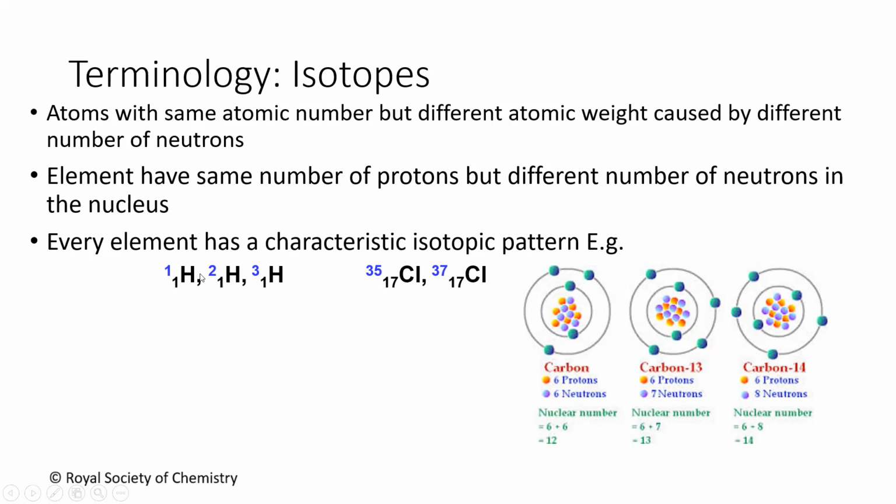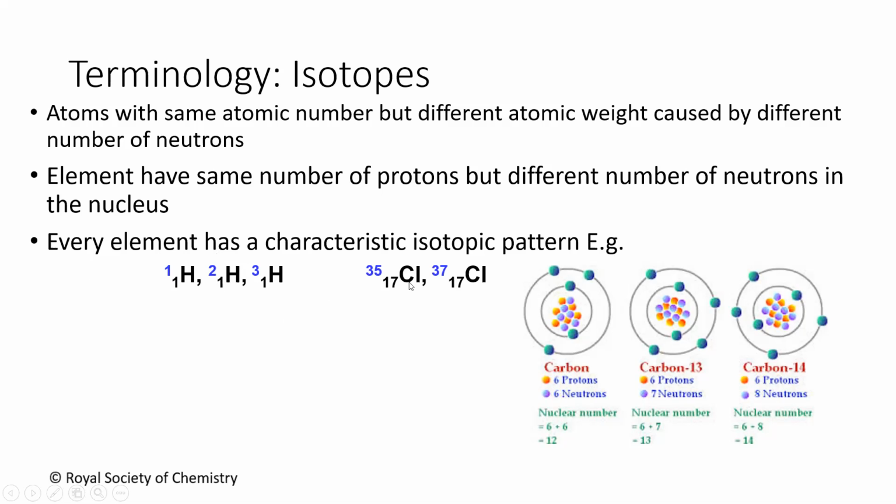Look at the example of hydrogen. Hydrogen has an atomic number of 1 because it has just 1 proton. But it's possible for hydrogen to have just 1 proton and no neutron. Hydrogen can have 1 proton and 1 neutron, or 1 proton and 2 neutrons. And that is why you have 3 isotopes: your hydrogen, your deuterium, and your tritium. You can see what is common to them is the same atomic number, but their atomic weights differ due to the number of neutrons they have.